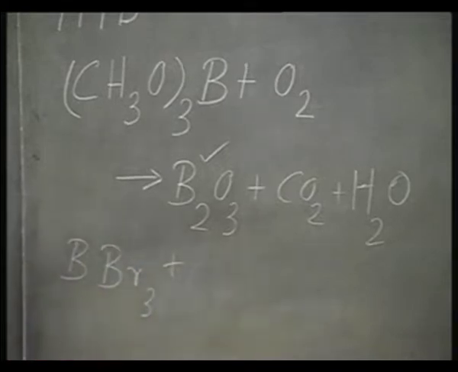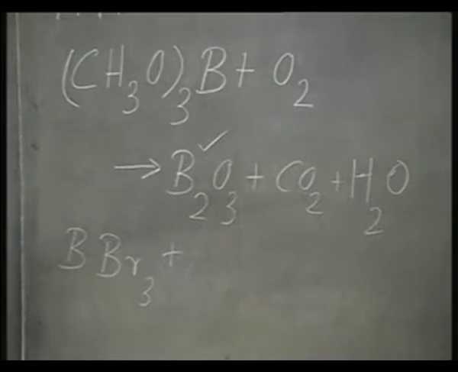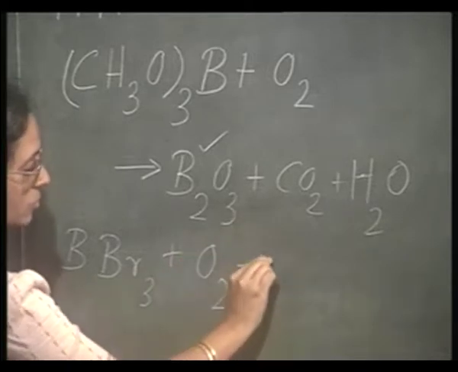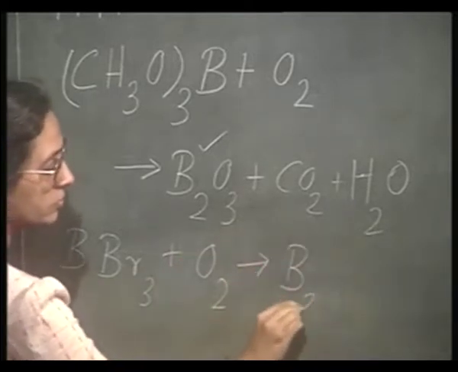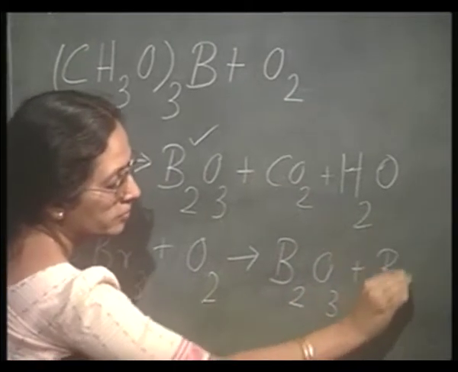This is boron tribromide, BBr3. This can also be made to react with oxygen to form B2O3 and release bromine.